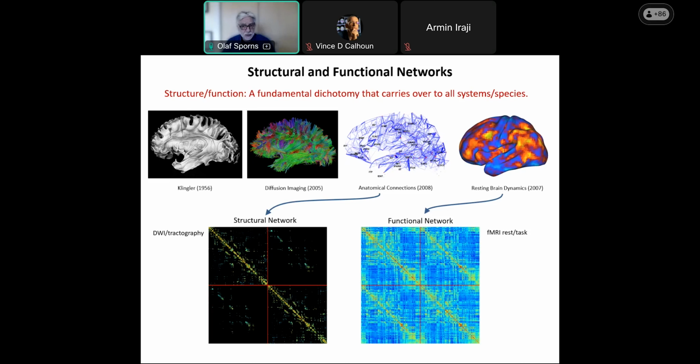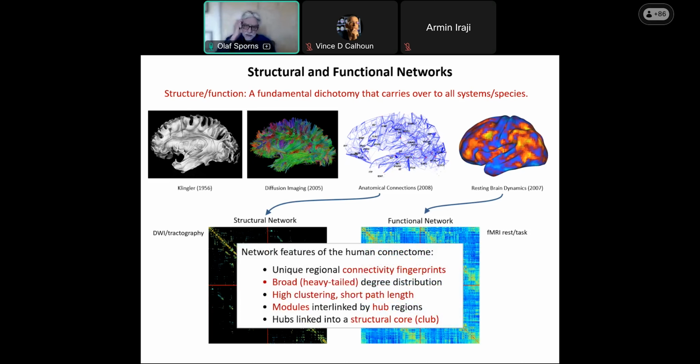When we got started with Patrick Hagmann, one of the initial discoveries was that there were some features of connectivity in the human connectome that stood out to us. Every region had its own unique set of inputs and outputs.